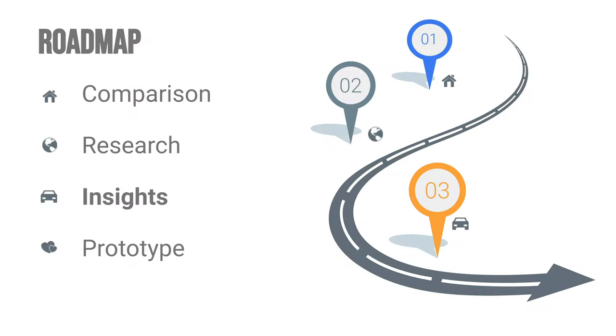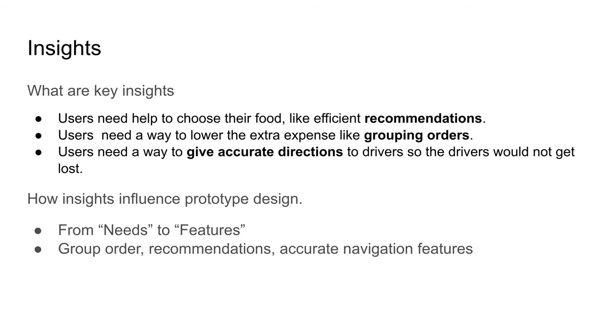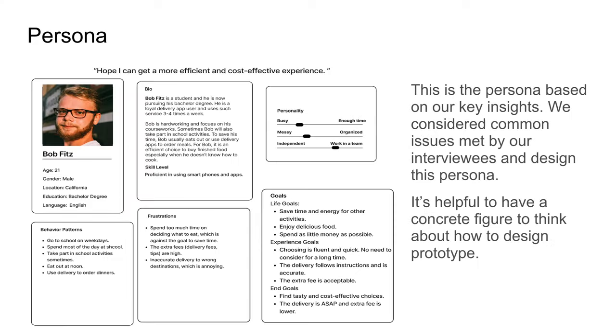Based on our research data, we generated 3 key insights to design our prototype. The insights are: users need help to choose their food. Users need a way to lower the extra expense. And last, users need a way to give more accurate directions to the drivers so that they won't have trouble like missing delivery. These insights help us transform the needs into specific features like group order, recommendations, and accurate navigation.